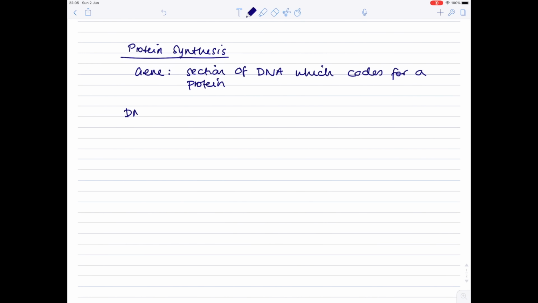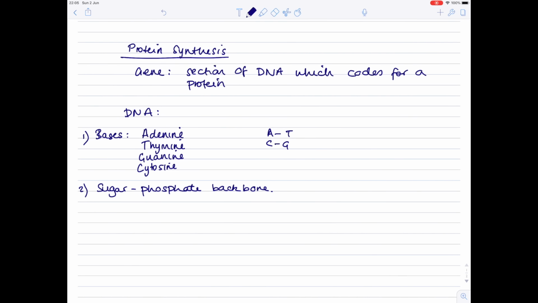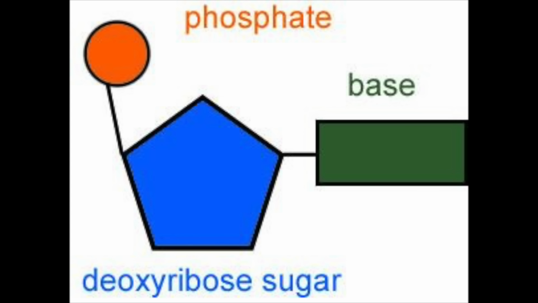And so DNA is made up of 4 bases, A, T, G, C. So they stand for adenine, thymine, guanine, and cytosine. And remember that your base pairing rules mean that A always binds to T and C always binds to G. So straight letters together and curly letters together. As well as the bases in DNA, you also have a sugar phosphate backbone, and that a sugar followed by the phosphate followed by the base, this is known as a nucleotide.